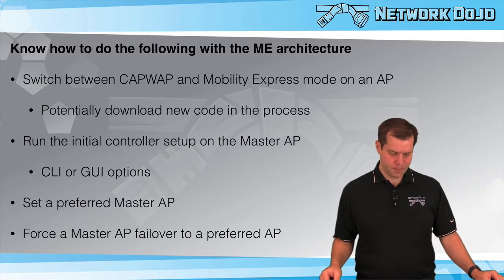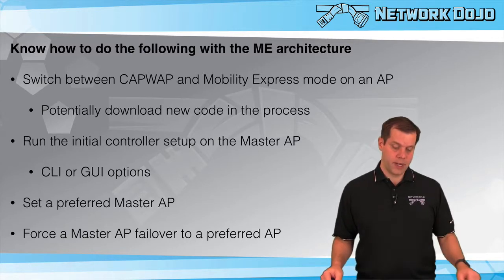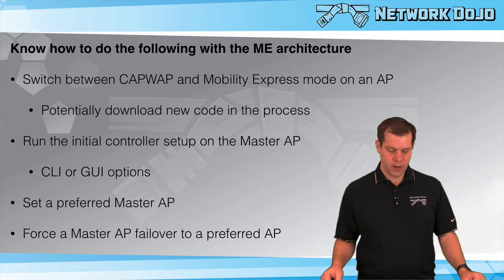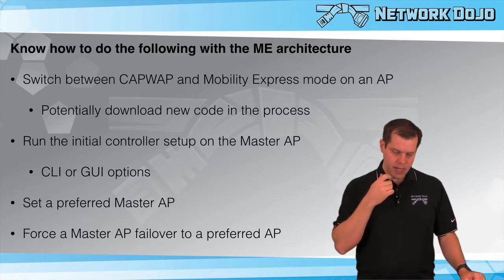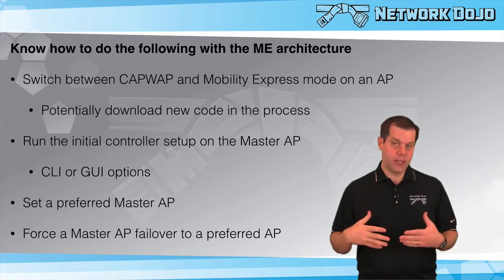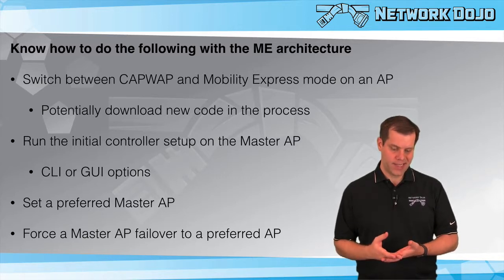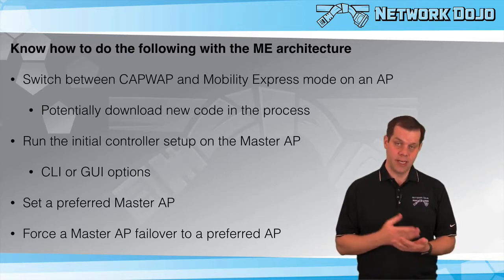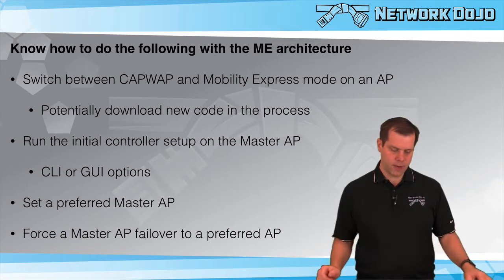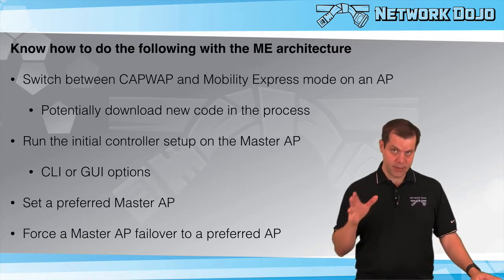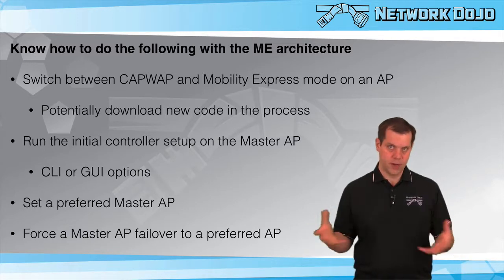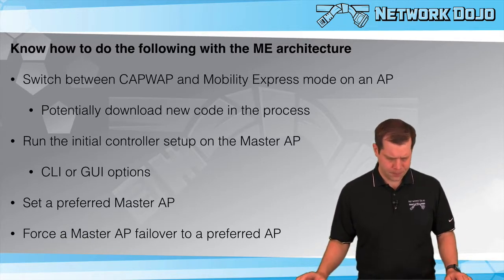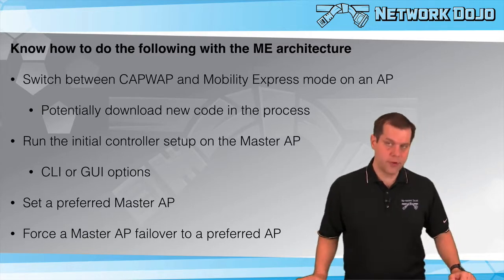There's really very little difference between the CLI and the GUI in terms of what you're allowed to configure in that initial setup. Potentially, we would then be asked to configure a preferred master AP, so one would win in an election over the other. And if the AP that should be the preferred AP didn't happen to win the election initially, we might force a failover so that that AP actually does take over as the master AP without having to reboot everything and force an election. So let's work our way through these and show you how to make all these work.